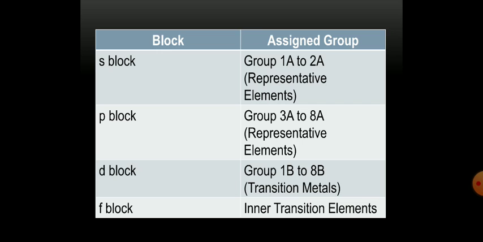And students, the next part of the periodic table is the D block. Group 1B to 8B are called transition metals. And the last part of this periodic table is the F block. They are called the inner transition elements.